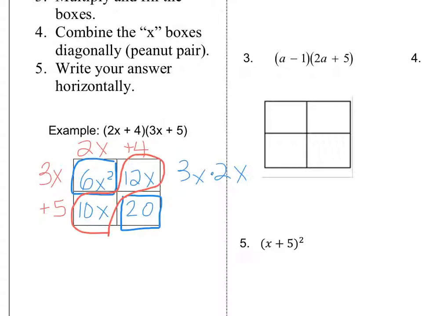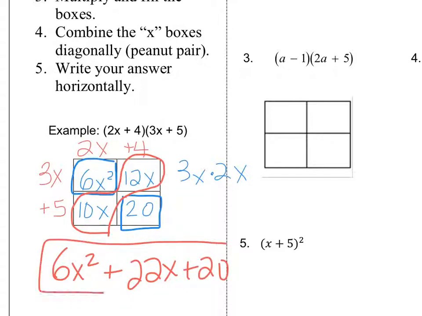When you're doing this box method, it's always going to be the same pattern. The first box and the last box don't have any pairs. And the other diagonal, that peanut pair, is always like terms. If for some reason they're not like terms, you need to go back and check your math, because that's the pattern. It'll always be like terms. So let's combine our 10x and our 12x. That's going to be 22x. Now we can write our answer: the first box plus our peanut pair, 22x, plus 20. That's our answer.